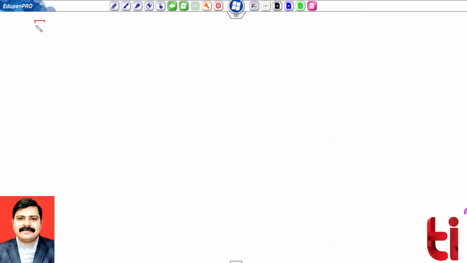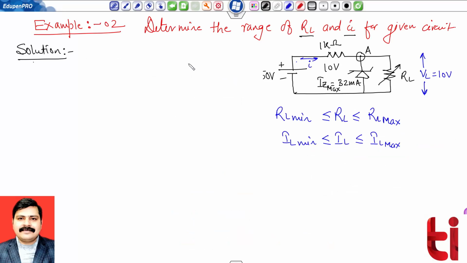Example 2. Okay, so example 2 is: determine the range of RL and IL for this circuit, where VZ is given as 10 volt, IZ max is given as 32 milliampere, and this supply is given as 50 volt. So it means we have to ensure that the load voltage is 10 volt, which is equivalent to VZ, and we have to determine these ranges of load resistance and load current. So this is our objective.